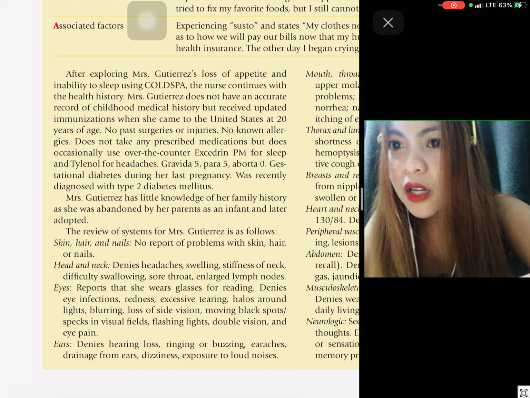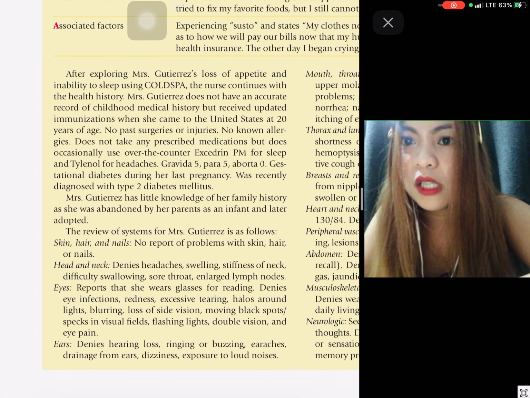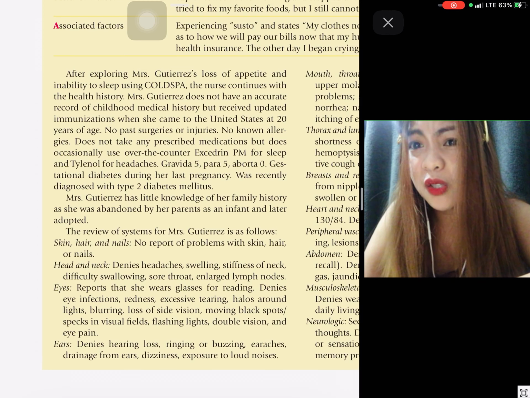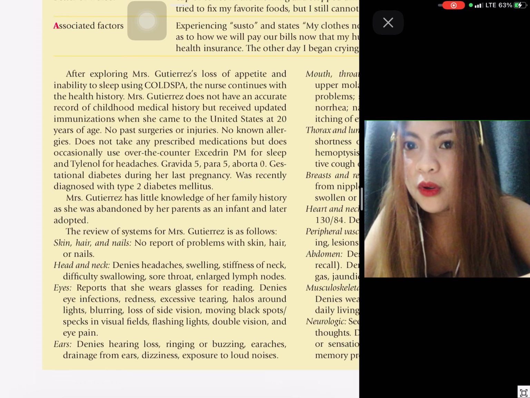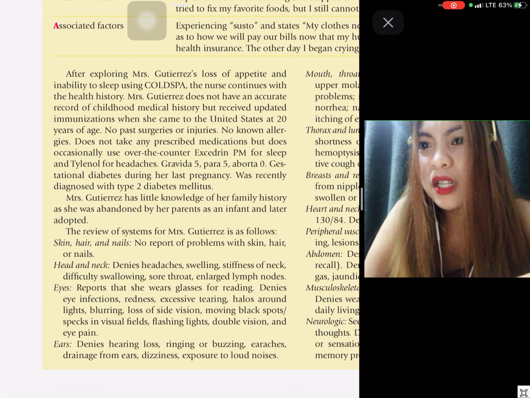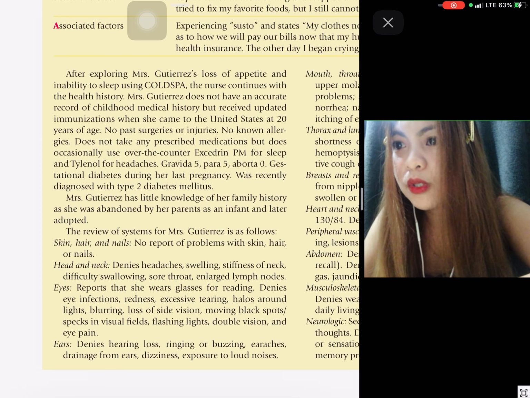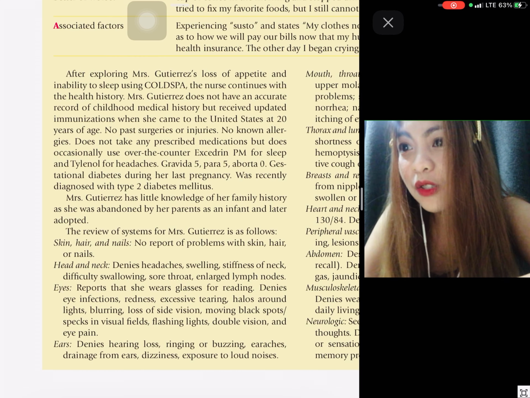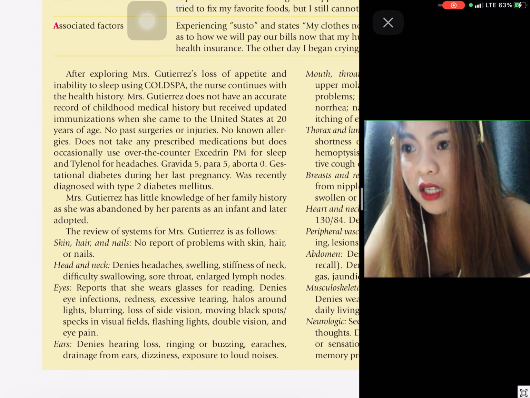Gravida 5, para 5, aborta 0. Gestational diabetes during her last pregnancy, was recently diagnosed with type 2 diabetes mellitus. Mrs. Gutierrez has little knowledge of her family history, and she was abandoned by her parents as an infant and later adopted. The review of systems for Mrs. Gutierrez is as follows. So, here are the review of systems.